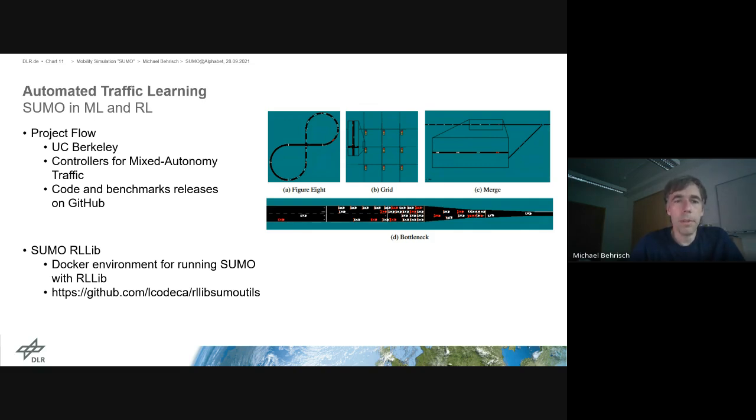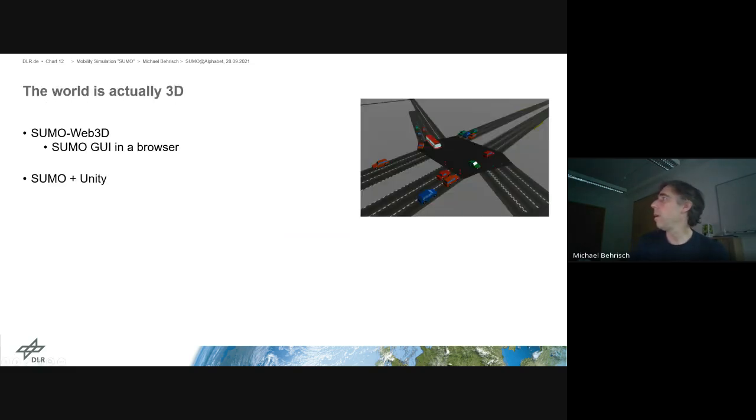And there are people doing this with RLlib. Lara Kodeka here, who also developed very nice large-scale simulation scenarios for SUMO, for Monaco, for instance, or for Luxembourg, also shares her RLlib SUMO utils to do reinforcement learning with SUMO. Okay, so what else is there?